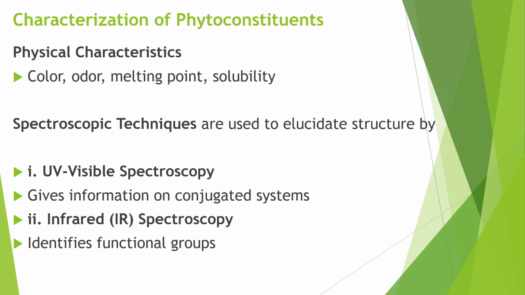If I talk about the characterization of different phytoconstituents, it may contain physical characters, which include the color of the product, odor, meaning smell of the product. Melting point is one of the vital points to be considered, because it indicates the sharp and pinpoint temperature where the product starts to melt, and it indicates the actual purity of the compound also. So melting point is a very helpful parameter in such cases.